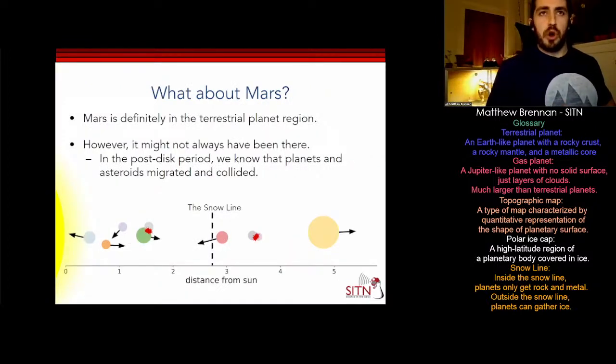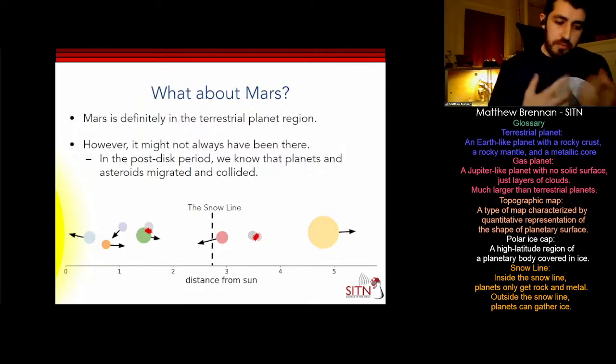So what does this mean for Mars? Because Mars is definitely one of those terrestrial planets. As we saw, it's small, it's made of rock and metal, and it's fairly close to Earth. However, it is also the planet that's closest to the location of the snow line. And there's reason to believe that Mars might not have always been where it is today.